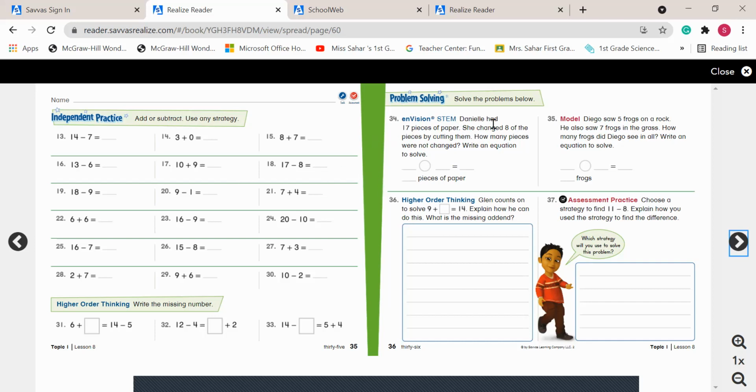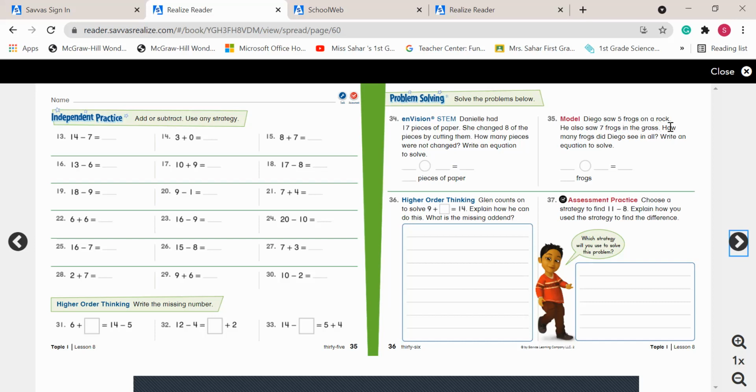Okay. Danielle had 17 pieces of paper. She changed 8 of the pieces by cutting them. How many pieces were not changed? Write an equation. So what do you think? Addition or subtraction? She has 17 pieces of paper, and then she changed 8 of them. That means we need to find out the paper that was not changed. So 17 take away 8, and then your answer will be there.